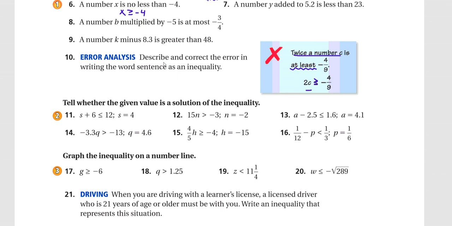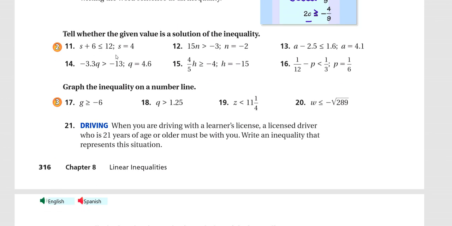All right, the next set here, I did one just like this in the notes. It says tell whether the given value is a solution. So pay attention to where the semicolon is. Right here, we're going to just break this off. S equals 4. We're trying to see if 4 is a solution. So what we're going to do is plug in 4 for S. And we get 4 plus 6 is less than or equal to 12. And we just want to see, is that true? 4 plus 6 is 10. Is 10 less than or equal to 12? And yes, that's true.